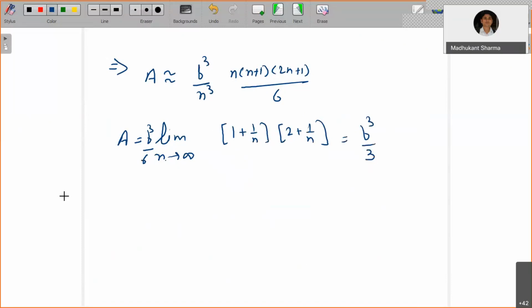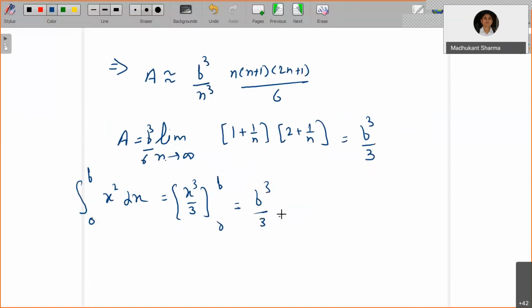And now if you compare with the analytical method, that is the integral from 0 to b of x square dx, which is x cube by 3, upper limit minus lower limit, that is b cube by 3. And it's matching exactly. Okay, right.